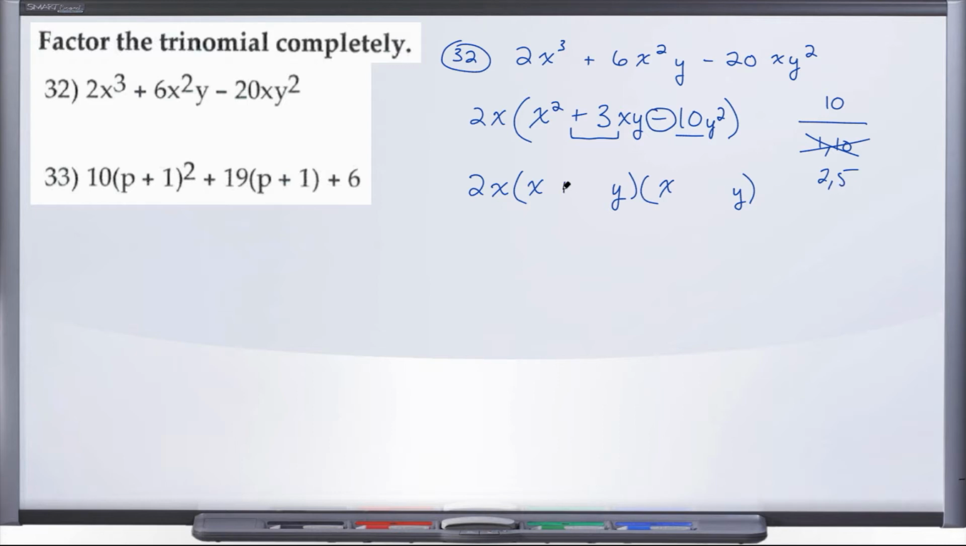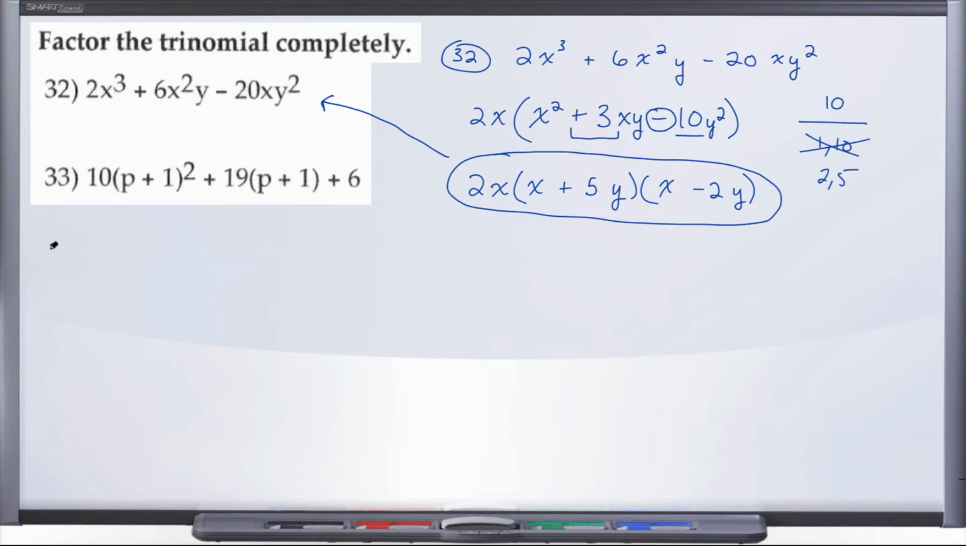If we have a positive 5 and a minus 2, well, 5 minus 2 gives us positive 3, and 5 times negative 2 gives us negative 10. So there we have it. And again, if you're not sure, go ahead and FOIL this out, and then whatever the result of this FOIL is, distribute your 2x through, and you then should wind up with what you originally started with.